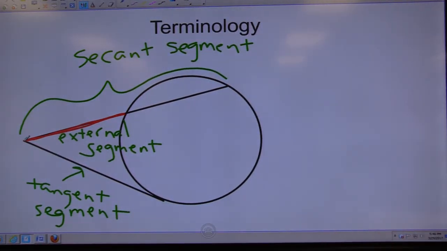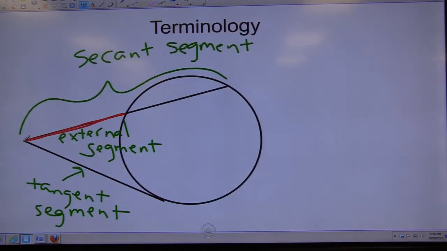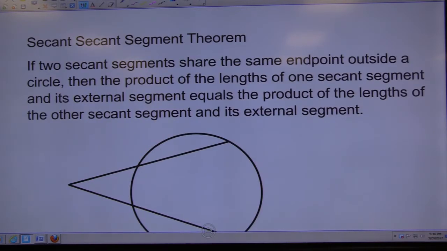All right. So in order to keep going here, we want to go ahead and write down the definition, or what the next theorem says. It's called the secant-secant segment theorem. It's fun to say, secant-secant segment theorem. So let's go ahead and fill in the blanks here in your guided notes.